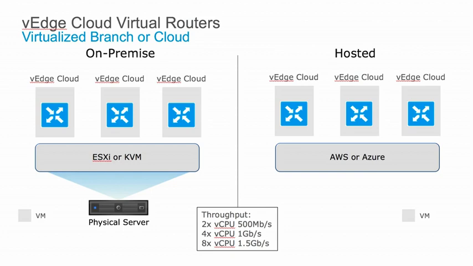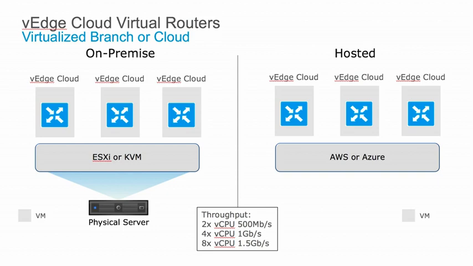And Cisco's vEdge Cloud can also be used to extend the Cisco SD-WAN fabric into the public infrastructure as a service environments such as Amazon Web Services and Microsoft Azure. In this case, the vEdge Cloud is delivered as a virtual machine instantiated in AWS VPCs or Microsoft Azure VNet.